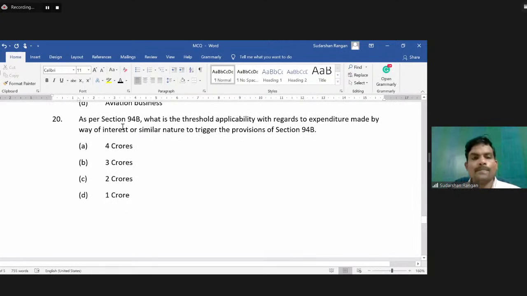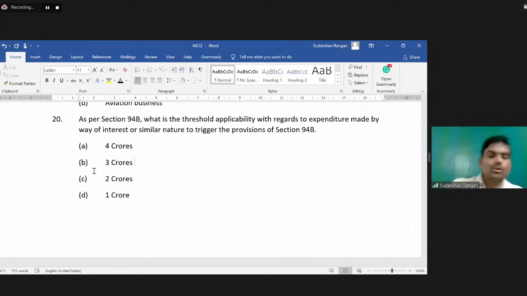Question number 20. As per section 94B, what is the threshold applicability with regards to expenditure made by way of interest to trigger the provisions of 94B? Whether it's 4 crores, 3 crores, 2 crores, or 1 crore. Whatever the right answer is, if the interest payment exceeds that amount, 94B will kick in. Again, very simple. If you don't know the answer, just use your common sense. Put yourself in the income tax department's shoes. If you are the income tax officer, what threshold would you give?